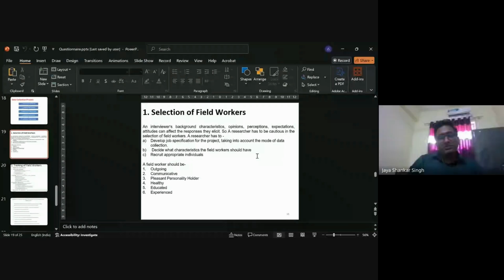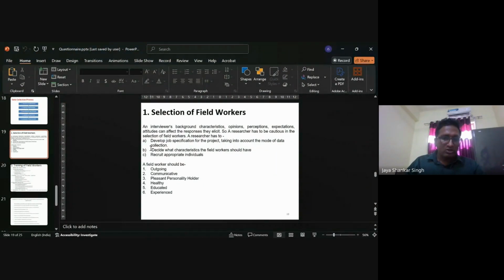So what happens, suppose whoever is going to collect the data, sometimes as a small research, you may go yourself to collect the data, but sometimes you will have field workers doing the work for you. So their background characteristics, opinion, perception, expectation, and attitude can affect the responses they have collected. So whenever as a researcher you select a field worker, you have to do these three things.